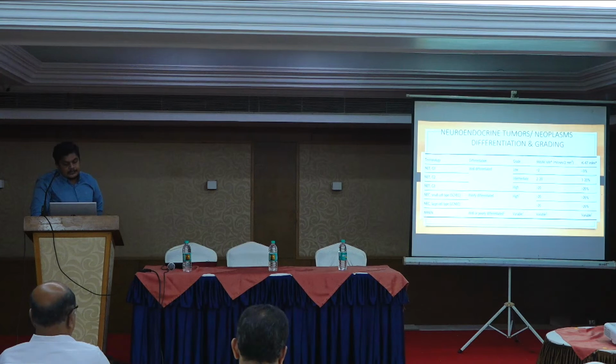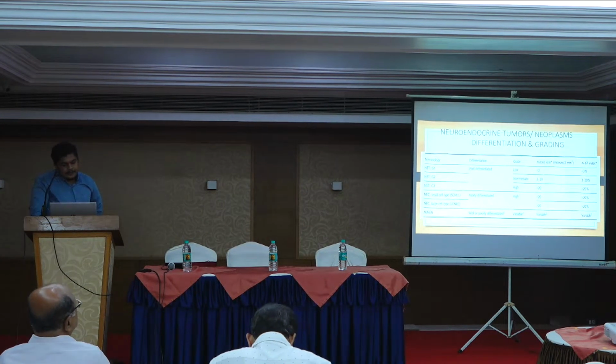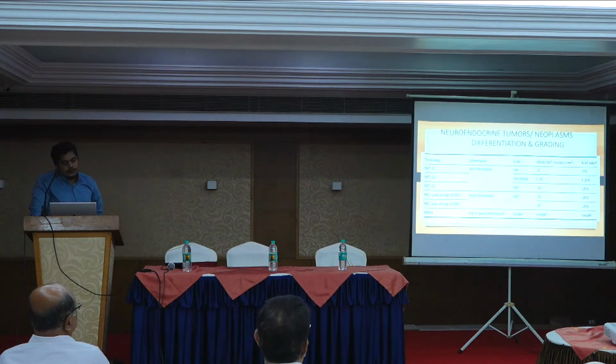That is, grades G1, G2, G3 are well differentiated. G1 is low grade, G2 is intermediate, and G3 is high grade. We showed mitotic rate less than 2 in G1, intermediate, that is 2 to 20, and more than 20 in G3. That is, Ki-67 index is more than 20% in G3. In small cell type and large cell type, it is also more than 20%, which showed a high grade, that is poorly differentiated, and mixed types showed well or poorly differentiated. That is, grade, mitotic rate and Ki-67 index may be variable.